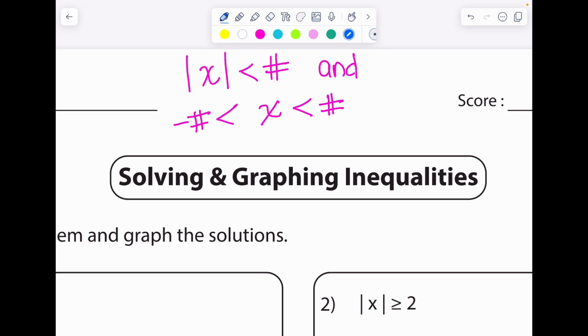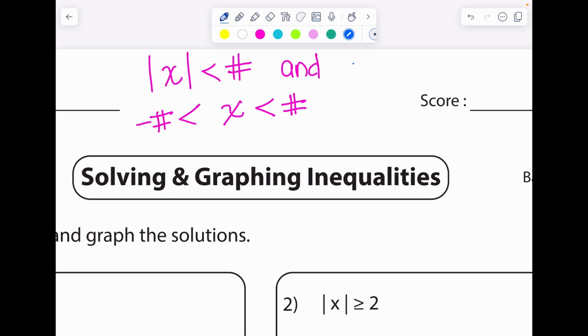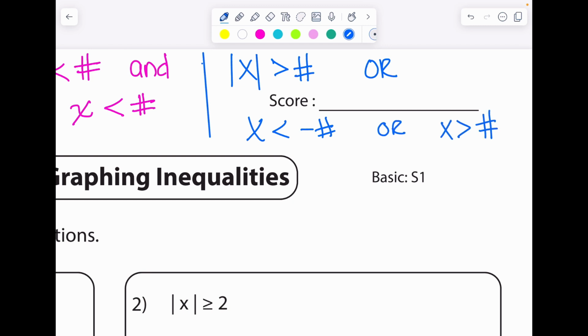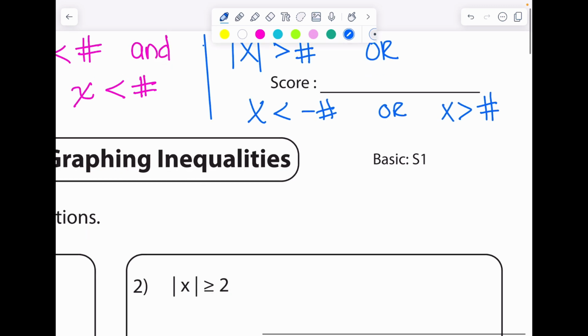When you have a greater than statement, if I see the absolute value of x is greater than a number, then it's going to end up being an OR statement. It's going to be x is less than the negative number, or x is greater than the positive number. And then you solve what you need to solve, and that is the way it goes. So we're going to do an example or two.